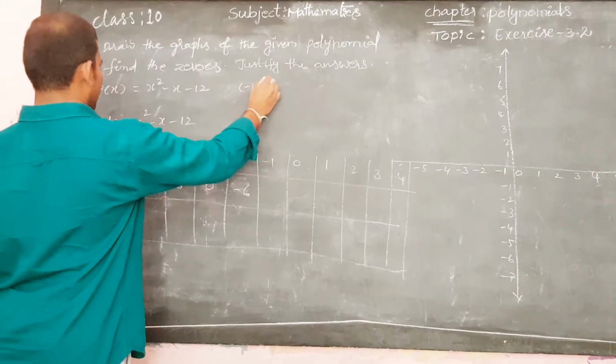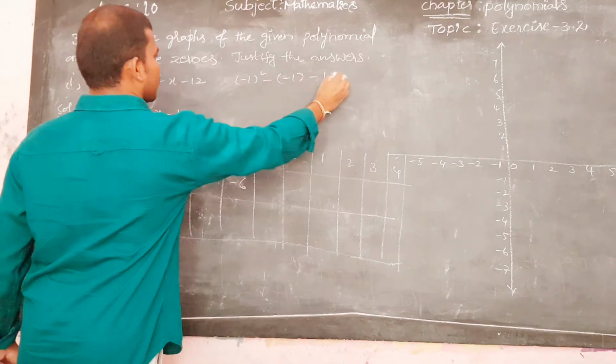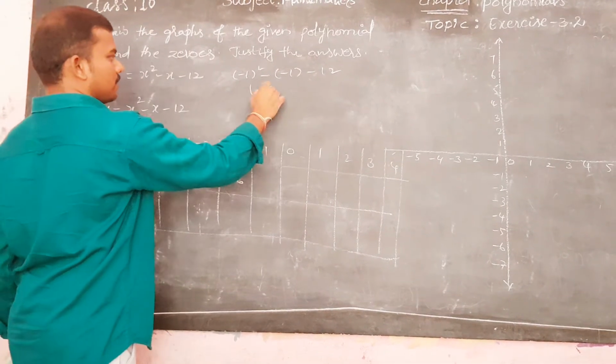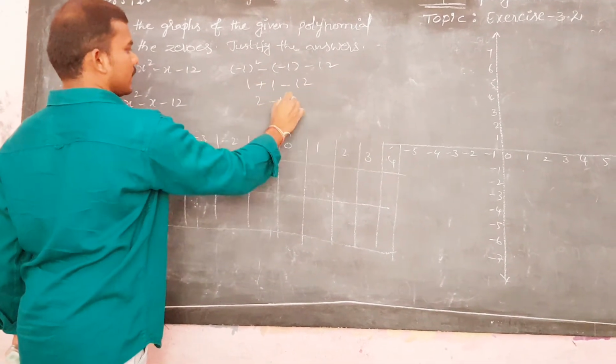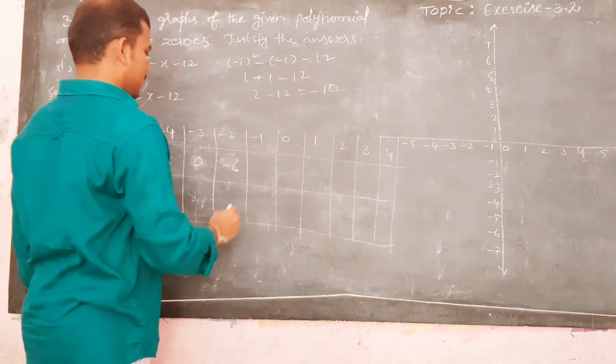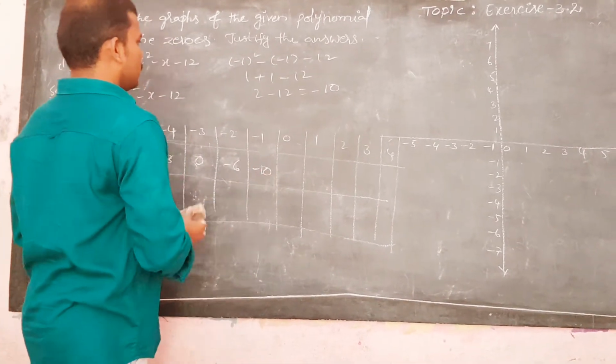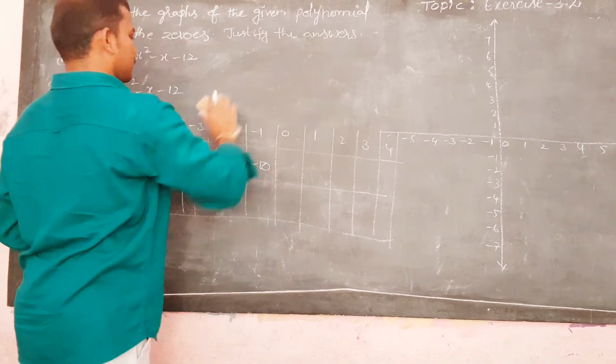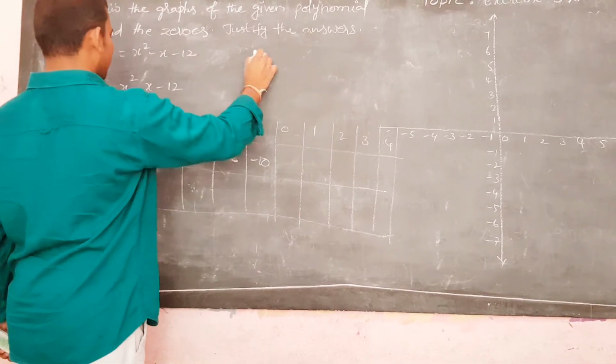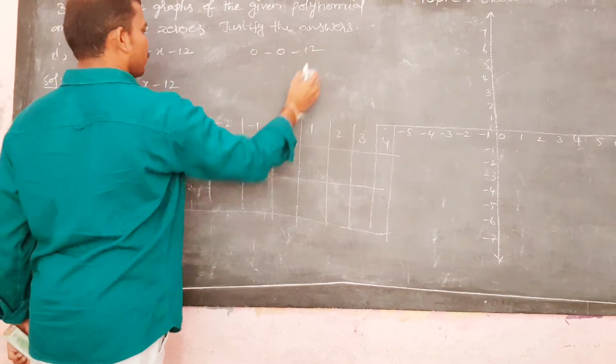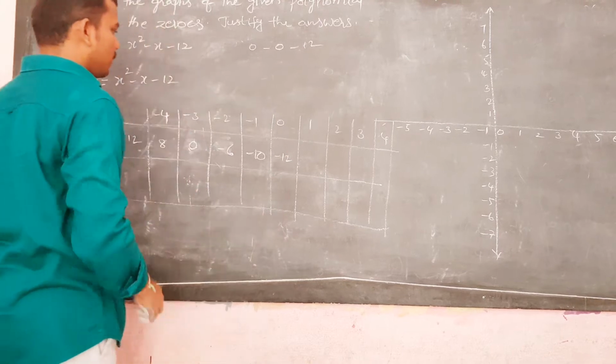Minus 1 whole square minus of minus 1 minus 12. 1 square plus 1 minus 12. 2 minus 12 that is equal to minus 10. In place of x substitute 0 value. 0 square means 0 minus 12, so we get minus 12.